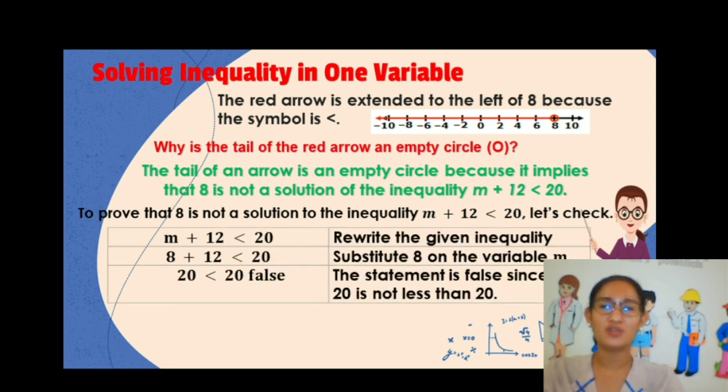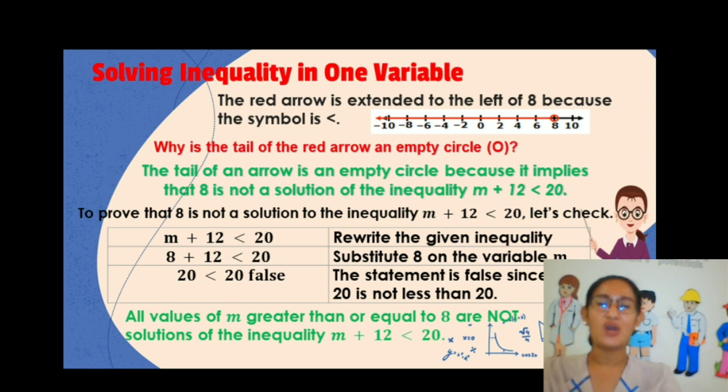Rewrite the given inequality: m plus 12 is less than 20. Substitute 8 on the variable m. 8 plus 12 is less than 20. We have 20 is less than 20. The statement is false since 20 is not less than 20. All values of m greater than or equal to 8 are not solutions of the inequality m plus 12 is less than 20.